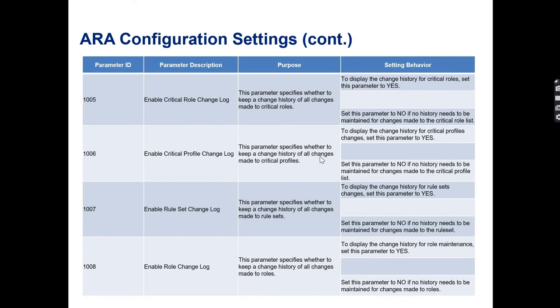Okay, similarly the 1005 parameter is used for enabling critical role changes. Critical role changes means we can define here in ARA any role as a critical role. For example, if you have a payroll role, that can be designated as a critical role, because this role cannot be assigned to all the people or many people, only to very few people.